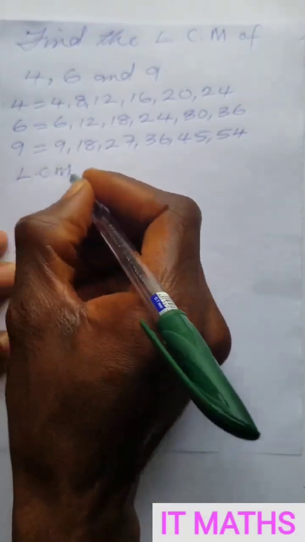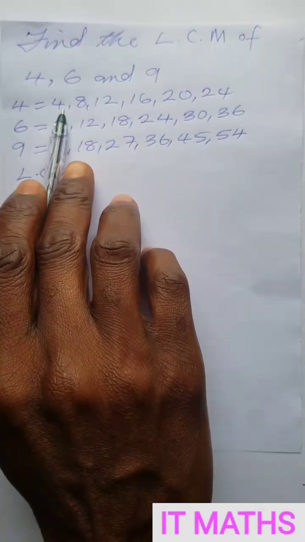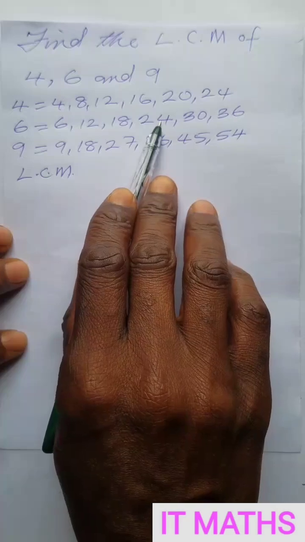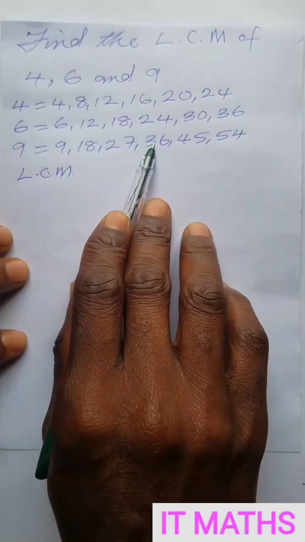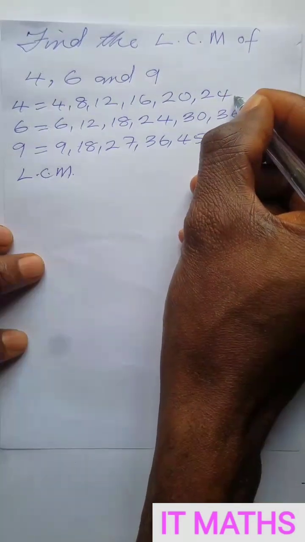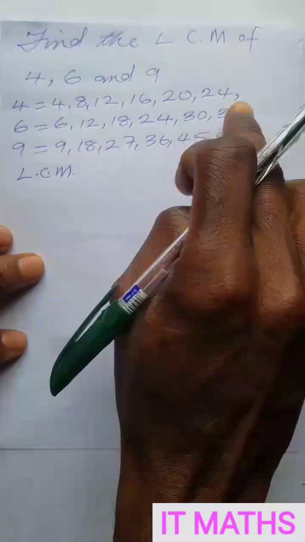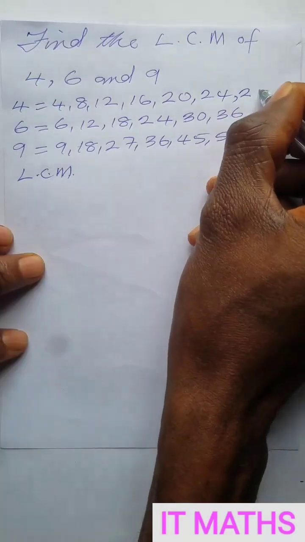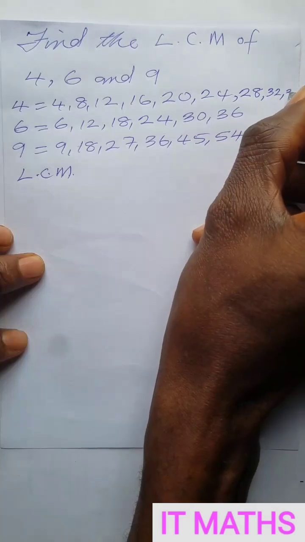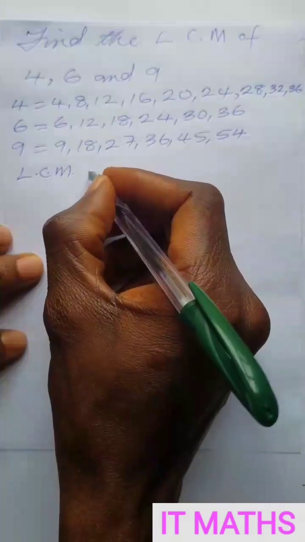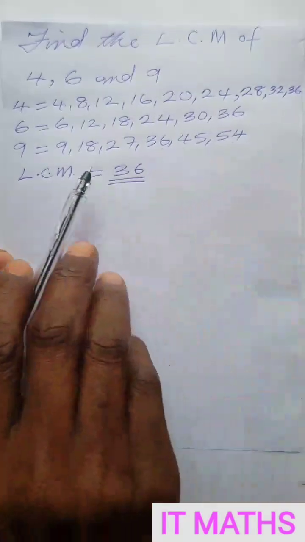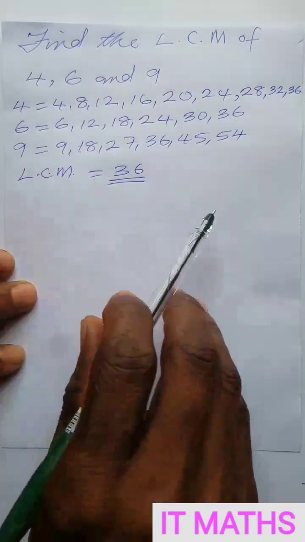LCM. Do you have any common multiple? 24, the highest. 24 here, we have something here, but no 24 here. But we have 36, 36. Okay, let's continue. If we can have a 36 up here, so the next is 28, and then 32, and then 36. Okay, we've gotten something. 36 is our lowest common multiple for 4, 6, and 9.